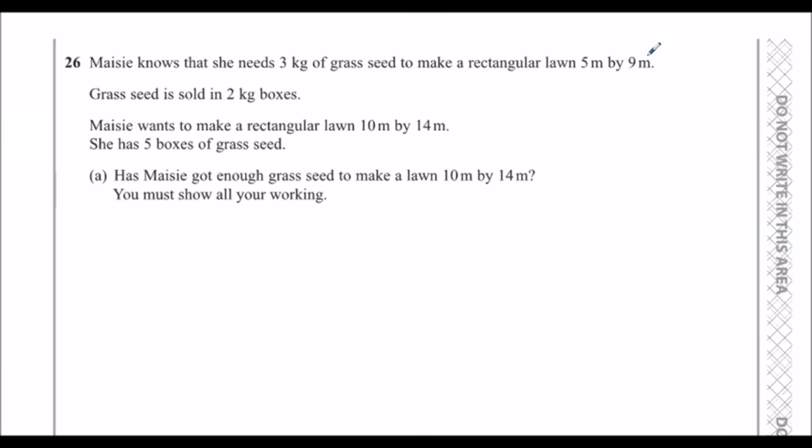So we need the area here. 5 times 9 is 45, so 45 meters squared, and that is 3 kilograms of seed. Grass seed is sold in 2 kilogram boxes, so let's work out what a 2 kilogram box does.